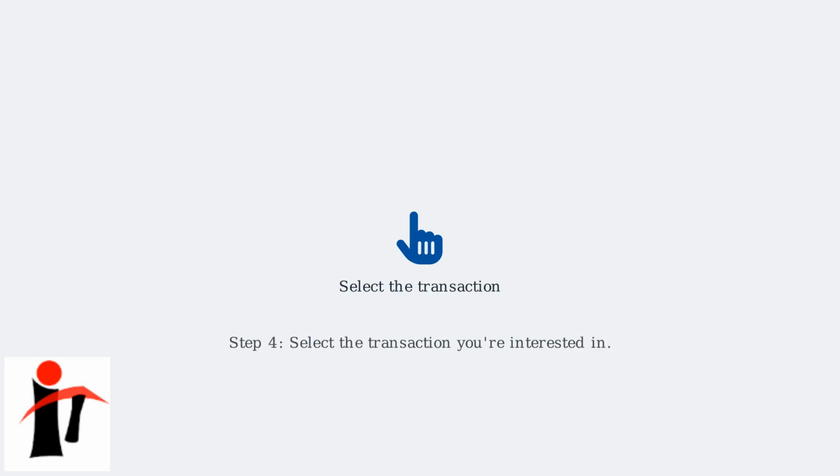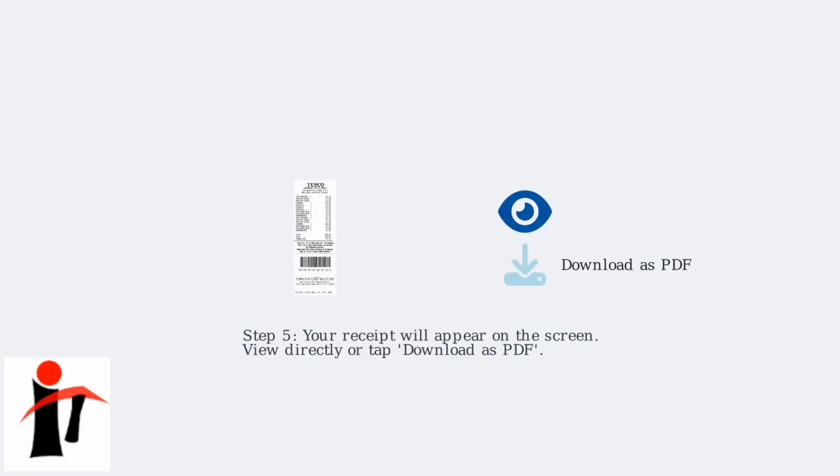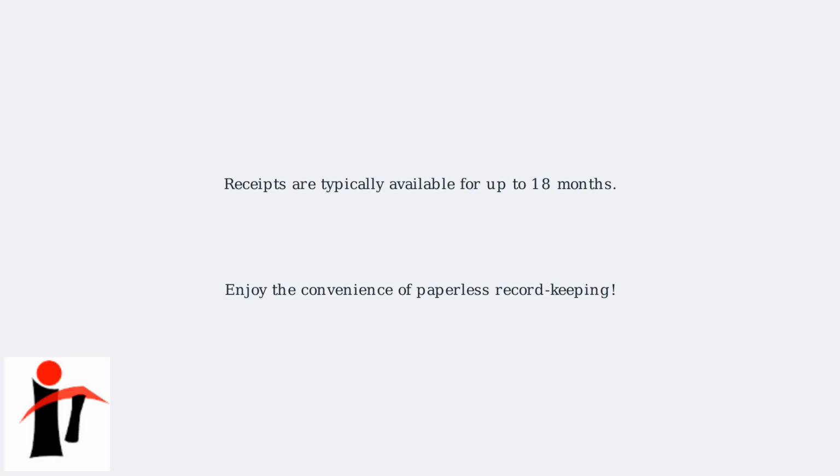Select the transaction you're interested in. Your receipt will then appear on the screen. From there, you can either view it directly within the app or tap the Download as PDF option to save it for offline access. Receipts are typically available for up to 18 months. Enjoy the convenience of paperless record keeping.